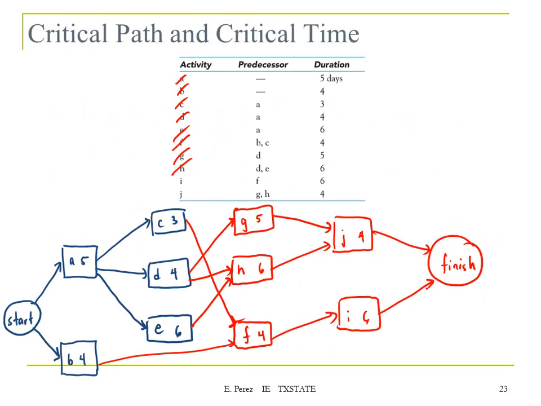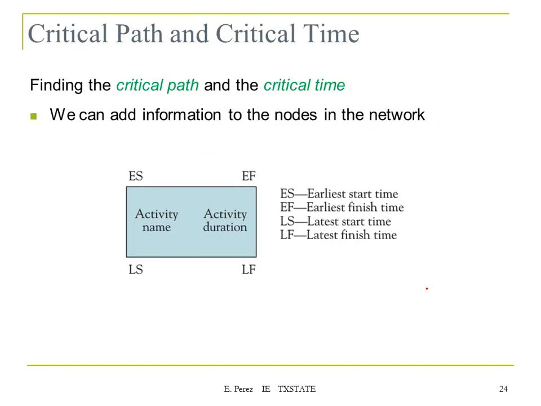So now what I want you to understand is how to find the critical path. We have our network, we have the durations for each task, we have the dependencies between tasks, and now we want to find what is the critical path. What is the set of activities, or that path, that is going to delay the total duration of your project.